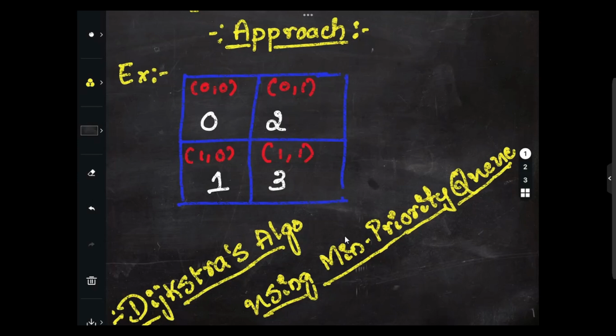So here we'll be making use of Dijkstra's algorithm using a minimum priority queue. We can just go with the min heap or min priority queue. LeetCode provides a built-in priority queue, right? So the code will not be lengthy. Let's go with the minimum priority queue. So just keep in mind, we'll be making use of Dijkstra's algorithm using a minimum priority queue.